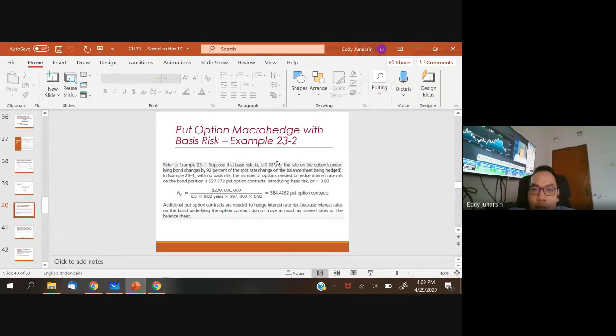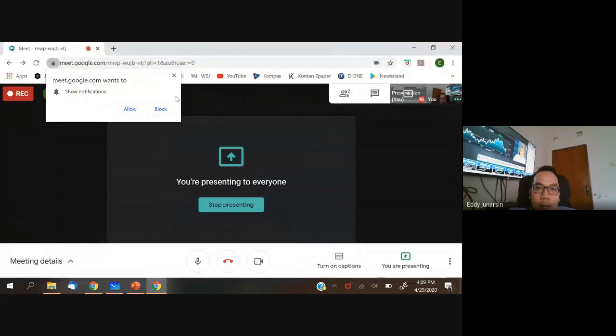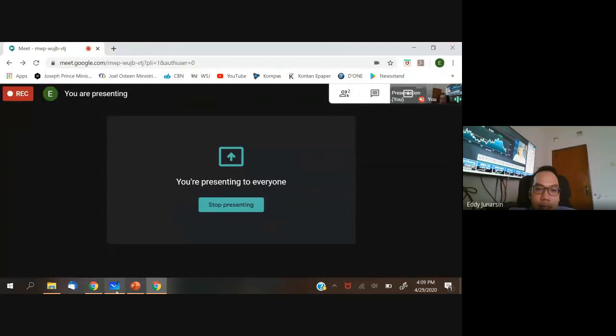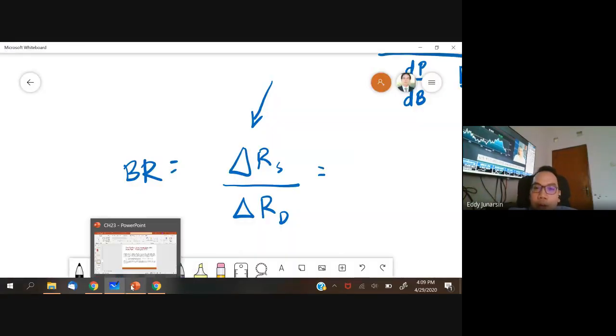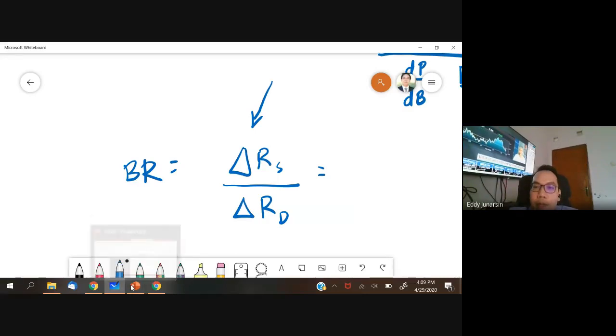So basis risk is actually not 0.92, but what this example means is something like this, right? For every 1% change in interest rate in the real world, in the spot world, the change in interest rate in the option world is only 0.92%. So the basis risk should be, what is it again, 1.09.